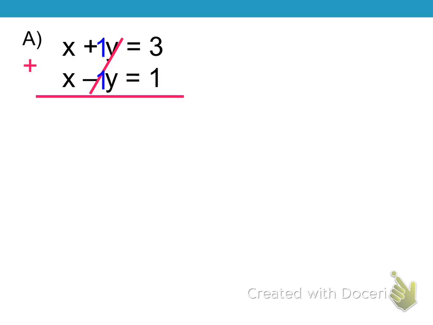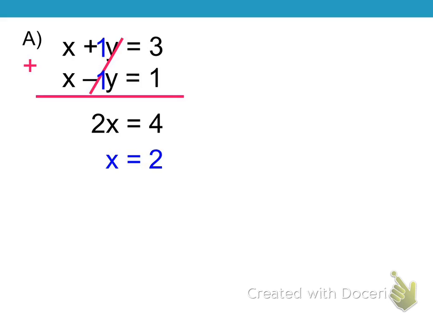You can add everything else too. So x plus x is 2x. And 3 plus 1 is 4. Now you have an equation, hopefully just a one-stepper, that only has one variable in it. How would I find the x here? Divide both sides by 2, and you would get 2 for your x.